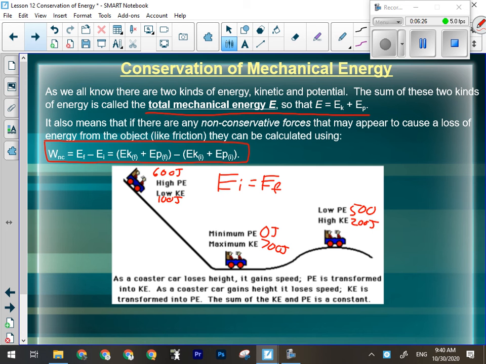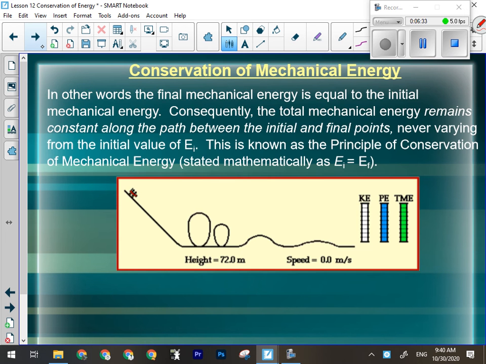Hopefully that's somewhat familiar from Science 10. Okay, so in other words, the final mechanical energy is equal to the initial mechanical energy, so consequently the total mechanical energy remains constant along the path between the initial and final points. Okay, it doesn't vary ever.